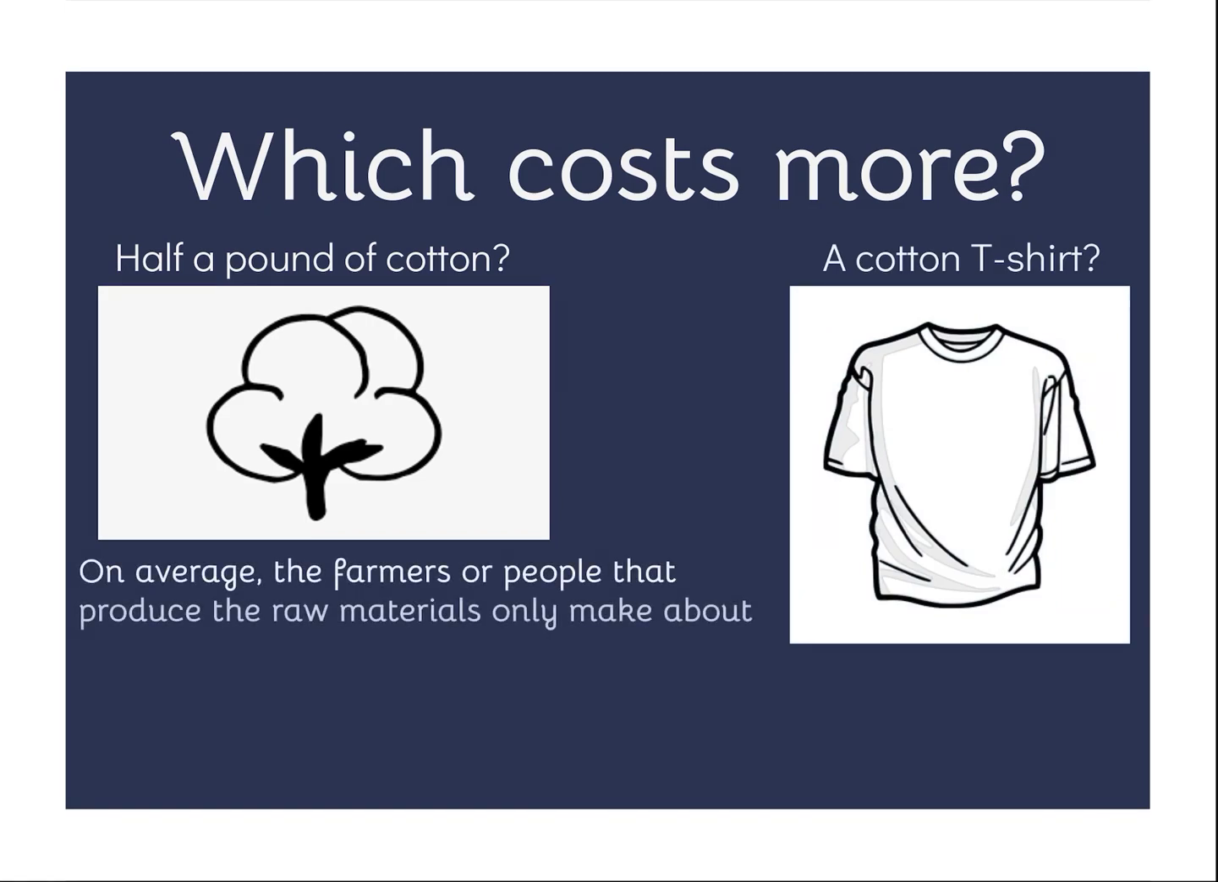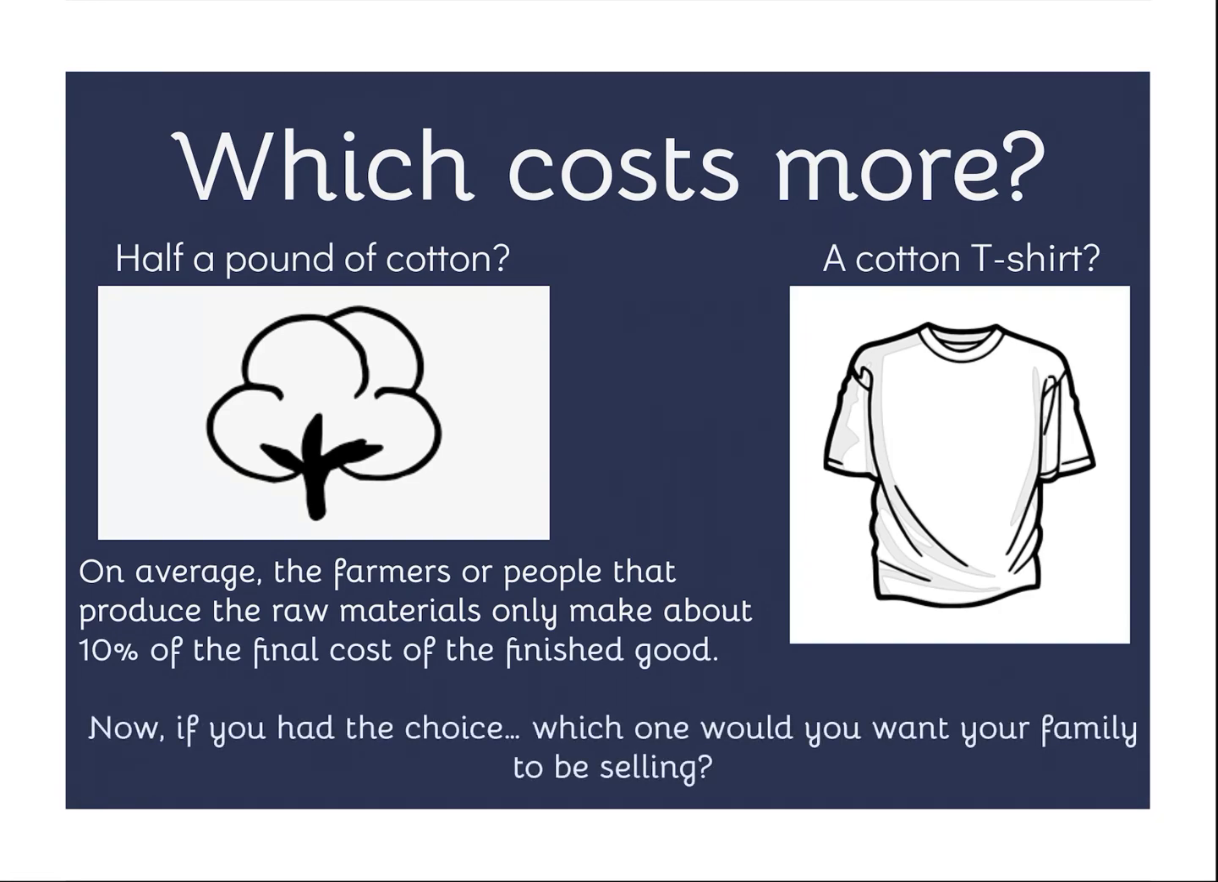On average, the farmers or the people that produce the raw material only make about 10% of the final cost of that finished good. So for example, if you have a cotton t-shirt that's $10, the cotton farmer really only got $1 of that $10 to make the cotton that was used to produce it.